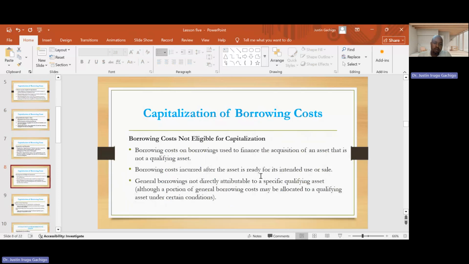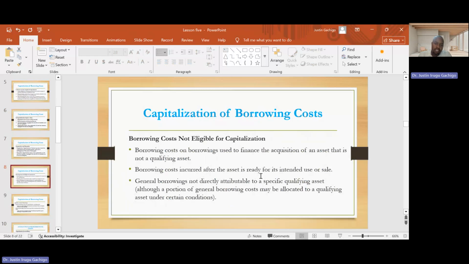So these costs include borrowing costs on borrowing used to finance the acquisition of an asset that is not a qualifying asset. So we have looked at what is a qualifying asset, and we have said these are assets which take substantially a long period of time to complete. Then we have the borrowing cost incurred after the asset is ready for its intended use or sale. So if there's any expense that is incurred, that's the borrowing cost that is incurred after the asset is ready for its intended use or sale, then that is not capitalized.